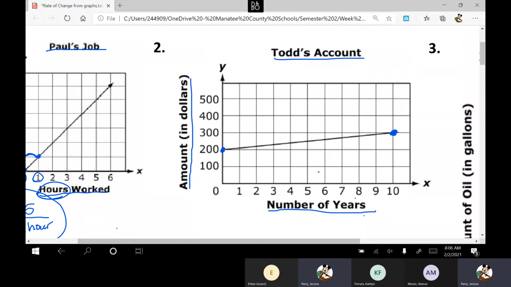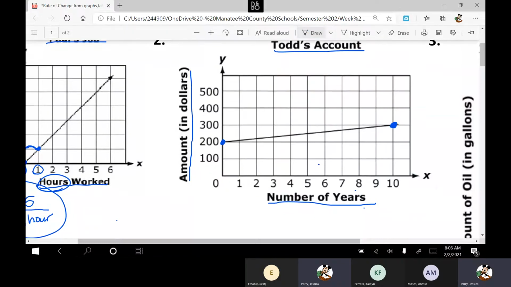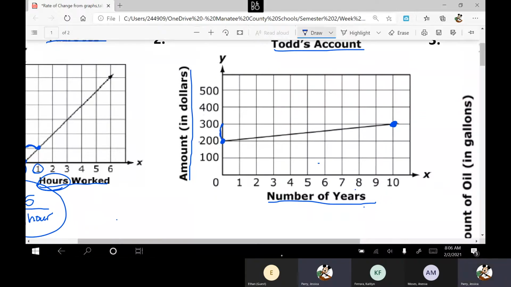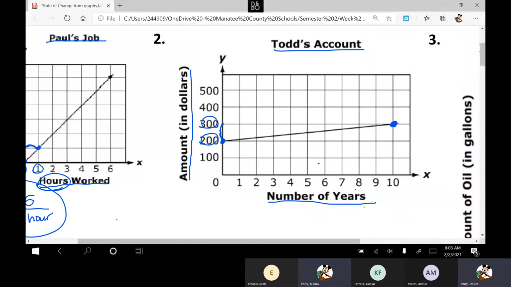Okay, and then again, we're going to find our rate of change. It's very similar to our slope, like the rise over run. So my rise, we're going from 200 to 300. So how much did I rise? If I went from 200, now I'm at 300. How much did it go up? You can turn your microphone on or you can type it in the chat. How much did it go up? I started at 200, then he went to 300. And you're right, he went up $100. So that was our rise as 100.